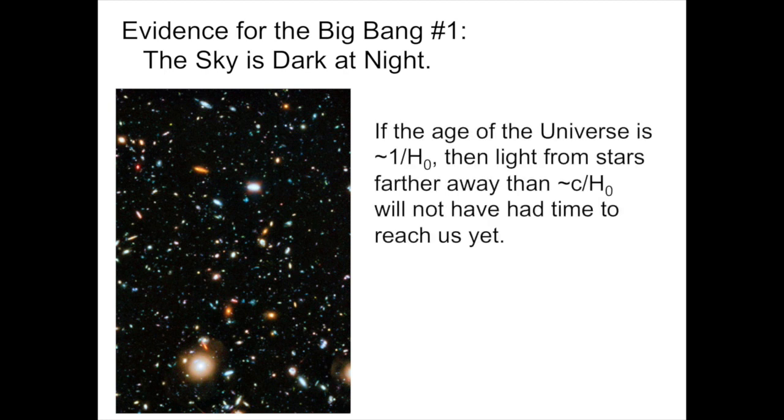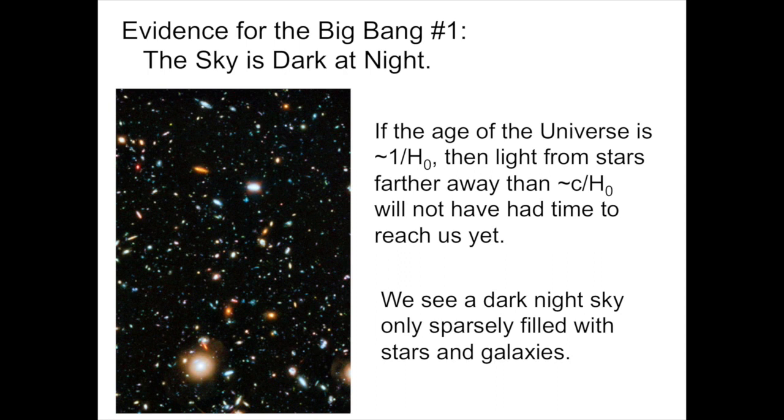If the age of the universe is approximately the Hubble time, measured as 1 over the Hubble constant, then light from stars that is farther away than the speed of light times the Hubble time, c over H naught, will not have had time to reach us yet. Even if the universe was infinite and filled with an infinity of stars, because the universe is a finite age, we can only see out to those stars that are as far away as light has had time to travel since the beginning of the Big Bang. As a consequence, the sky should be dark at night. We see this dark night sky today only sparsely filled with stars and galaxies. This is the first bit of observational evidence that the Big Bang is a correct description of our expanding universe.